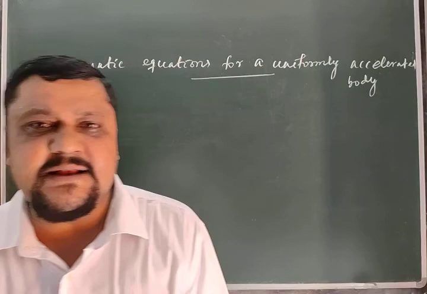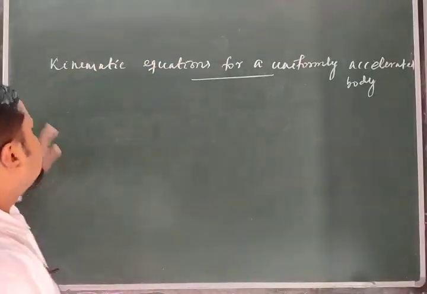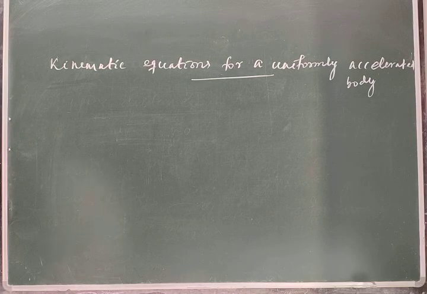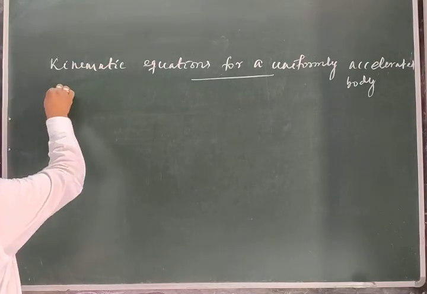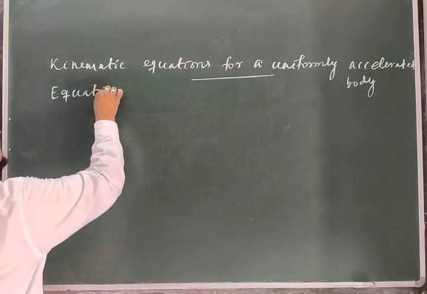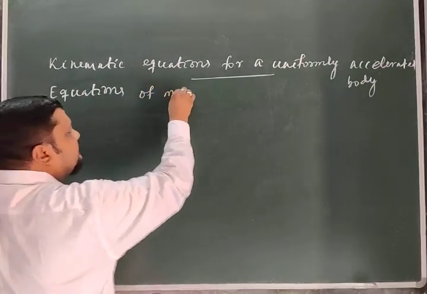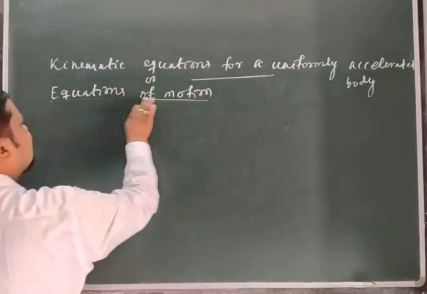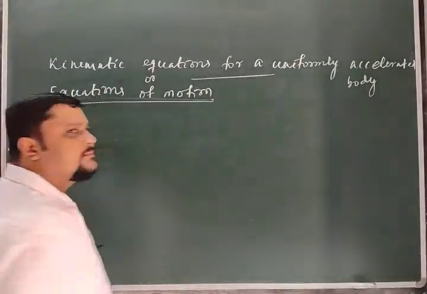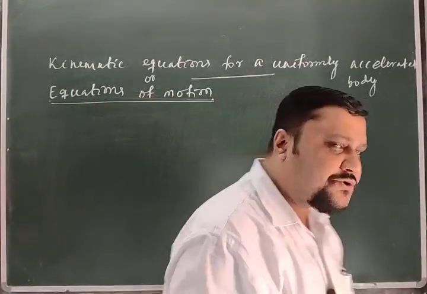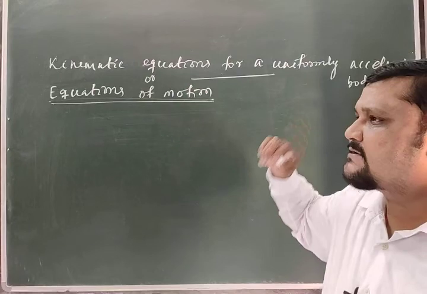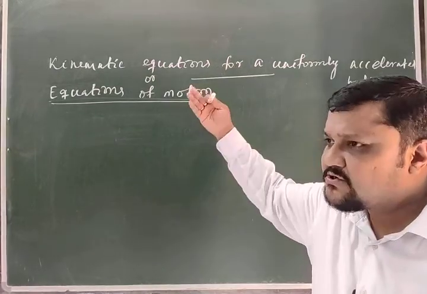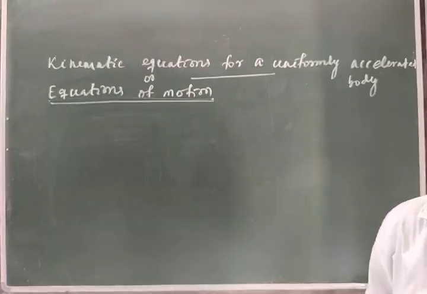In these equations we will always consider this. Now, these are also simply called the equations of motion. I will derive these equations of motion, or the kinematic equations, for a uniformly accelerated body. We can also say that the equations of motion are valid for a uniformly accelerated body.